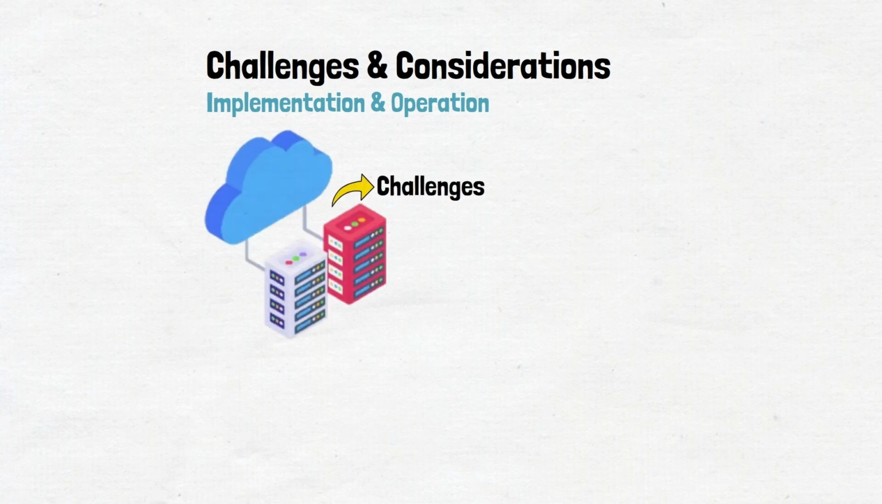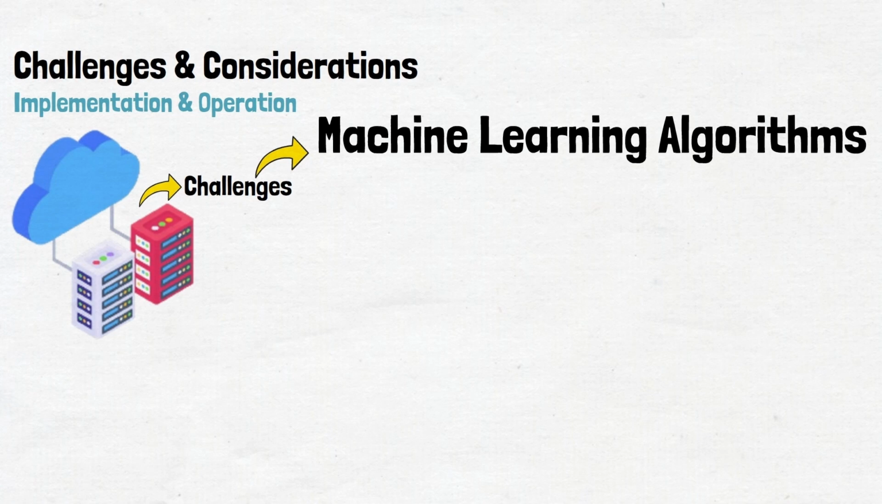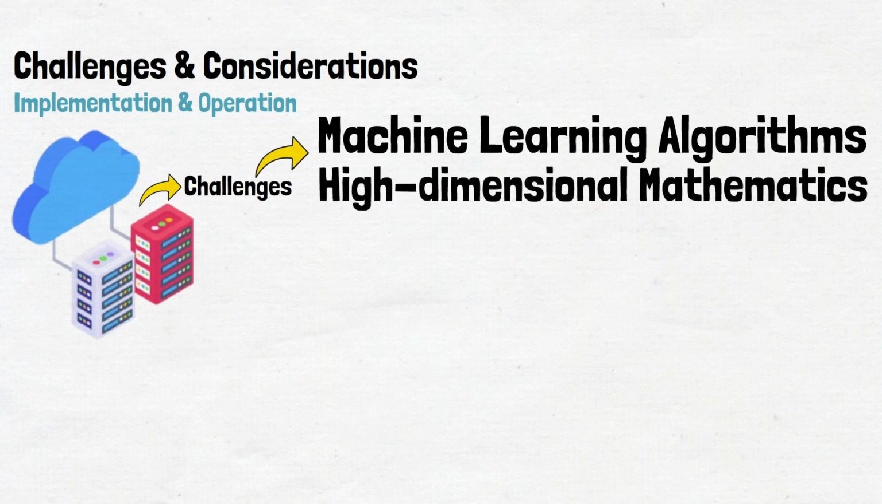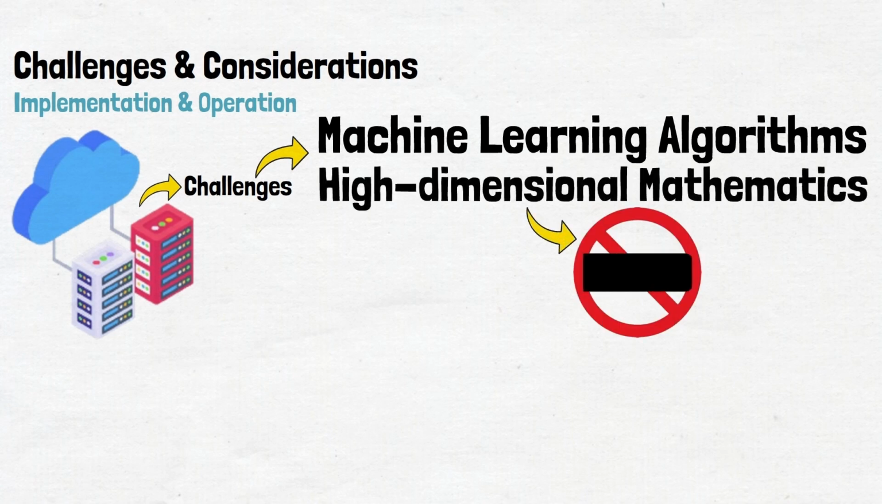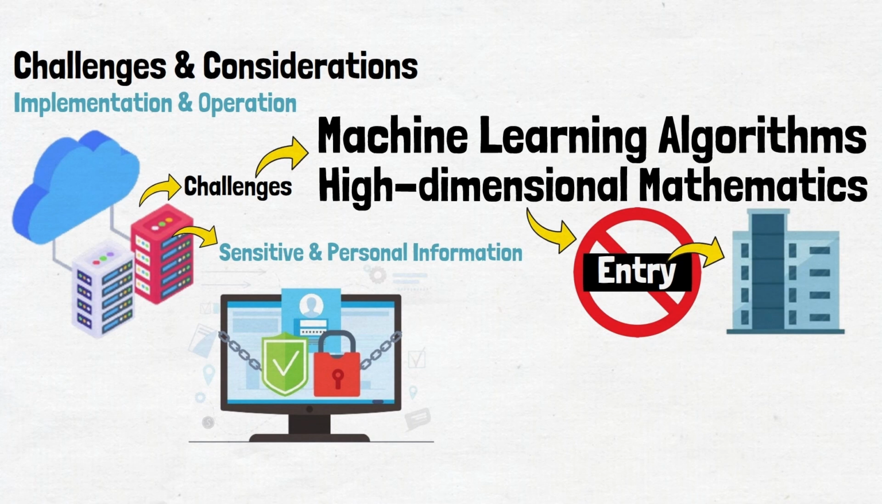Challenges and considerations. Despite their numerous advantages, the implementation and operation of vector databases present certain challenges. The complexity of machine learning algorithms and the need for specialized knowledge in high-dimensional mathematics can pose barriers to entry for many organizations. Additionally, as vector databases often handle sensitive and personal information, ensuring the privacy and security of this data is of utmost importance.